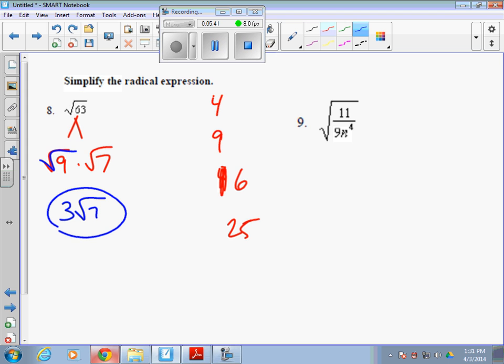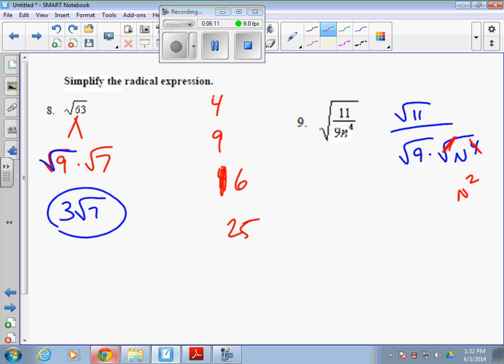Number 9 kind of snuck up on there. You won't have a variable in the bottom like that, but I'll show you how to do it nonetheless. You would separate this into the square root of 11 over the square root of 9 times the square root of n to the 4th. Just like squaring something cancels out the square root, taking the radical of this one just makes it into n squared. It just turns the 4 into 2. But again, don't worry too much about that one. I just wanted to show it to you.